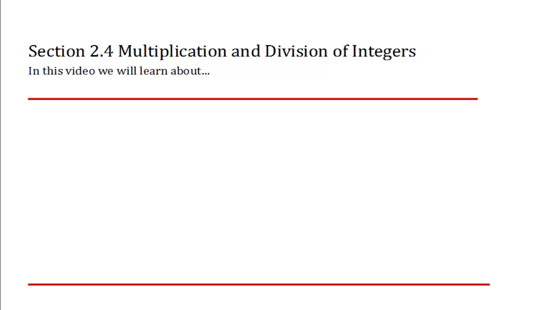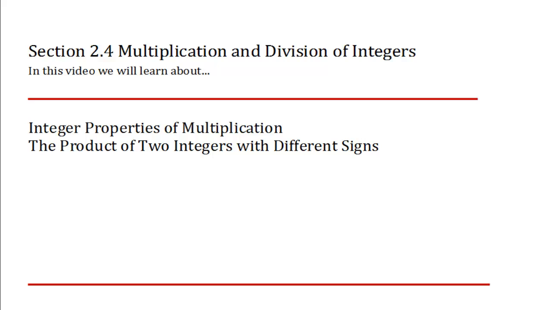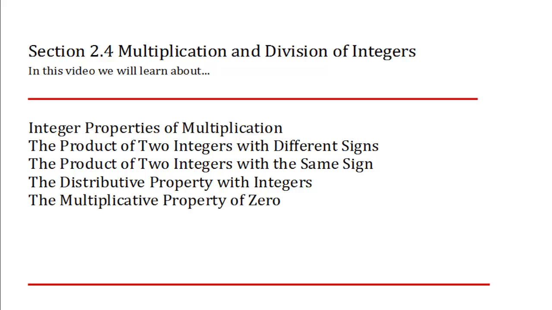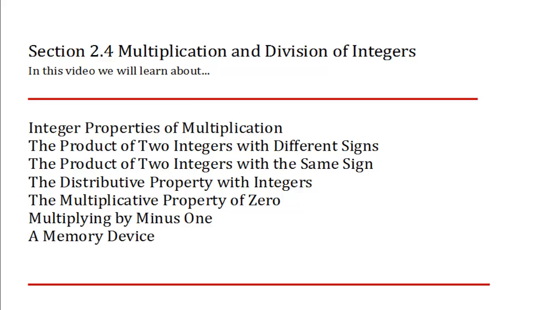Section 2.4 Multiplication and Division of Integers. In this video, we will learn about integer properties of multiplication, the product of two integers with different signs, the product of two integers with the same sign, the distributive property with integers, the multiplicative property of 0, multiplying by -1, a memory device, and division of integers.